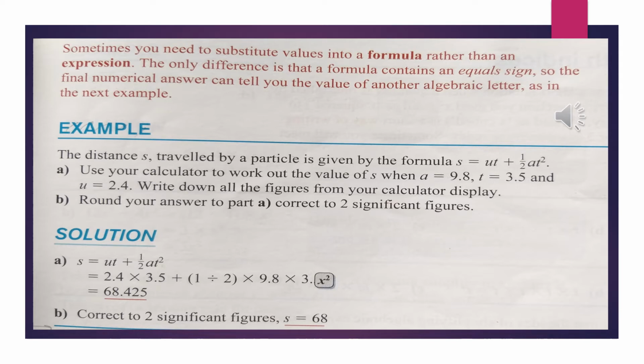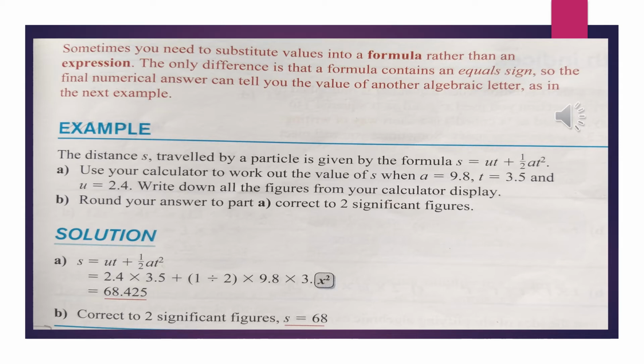Part A. Use your calculator to work out the value of s when a equals 9.8 and t equals 3.5 and u equals 2.4. All three are to the first decimal point. Write down all the figures from your calculator display.